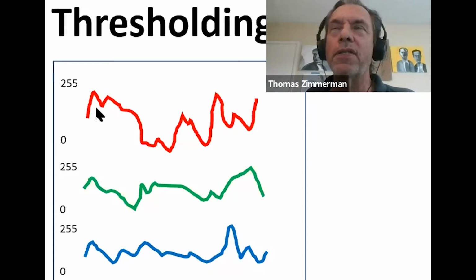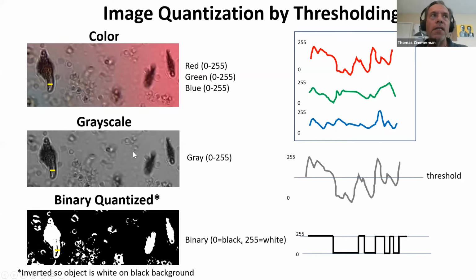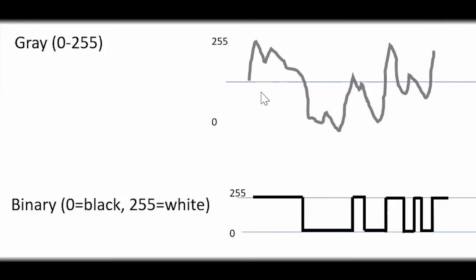When you convert this to gray, as I mentioned, the simple way is you just average these. You sum them all up and divide by 3. So let's say we did that here. This is now showing you the intensity as a function of X, the pixels.